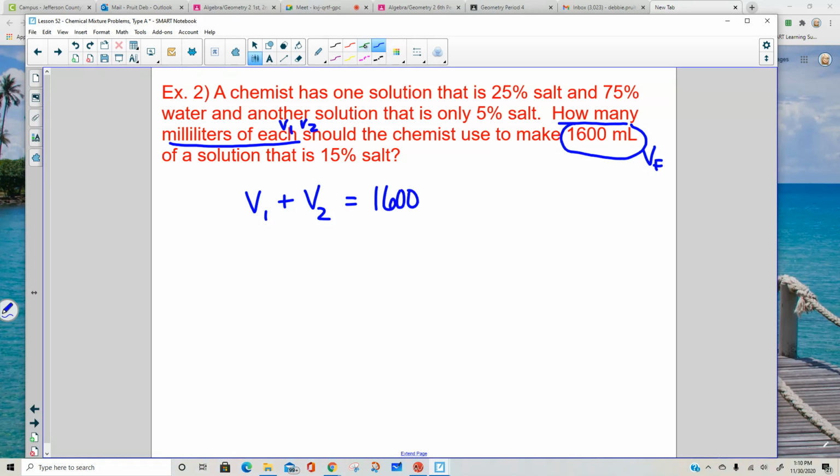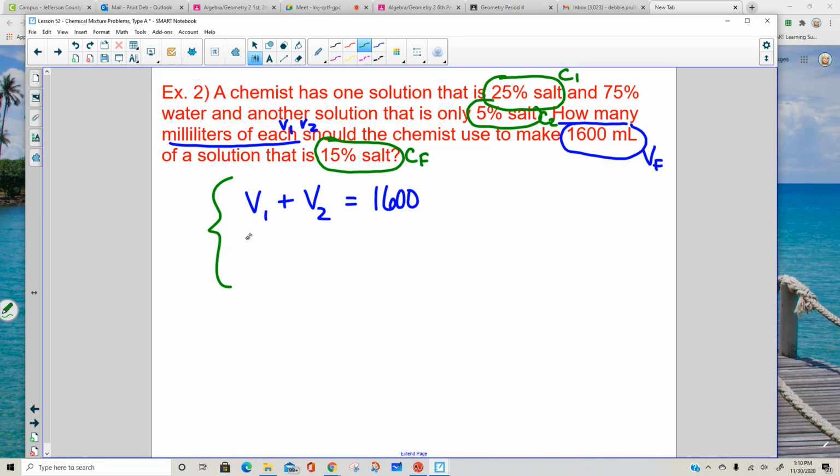Okay, great. For our second equation, remember you need two because it's a system of equations. Let's go get our concentrations. The first solution is 25% salt, and another solution that is 5% salt. Okay, so that's concentration 1, concentration 2, and what's my final concentration? What do I want to end up with? 15% salt. So that's my final. Let's go input those.